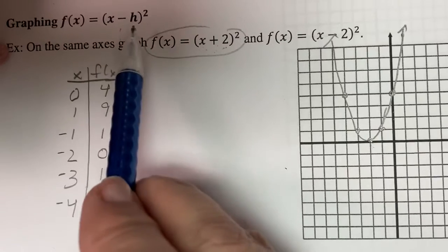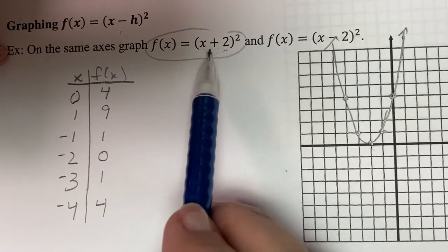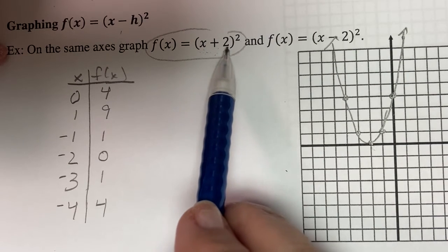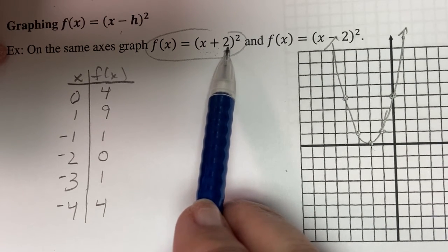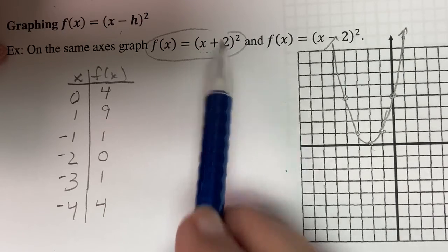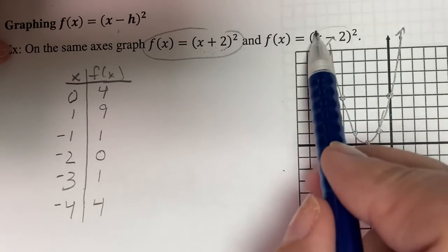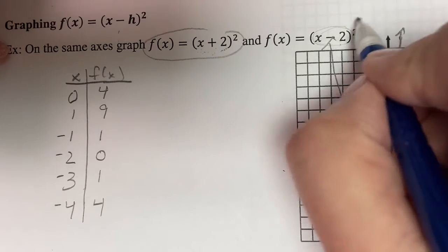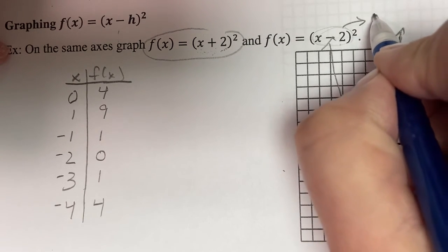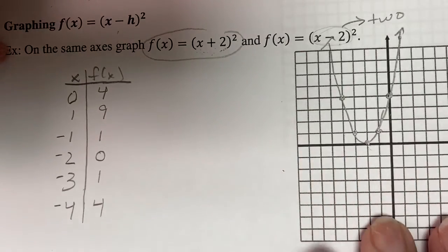So you see within the parentheses, it kind of goes the opposite way of what you thought it might. This is a positive 2. You may think that it's going to go to the right 2, but no, it goes to the left 2. So what do you think is going to happen here in (x minus 2) quantity squared? It's going to go to the right 2 spaces.